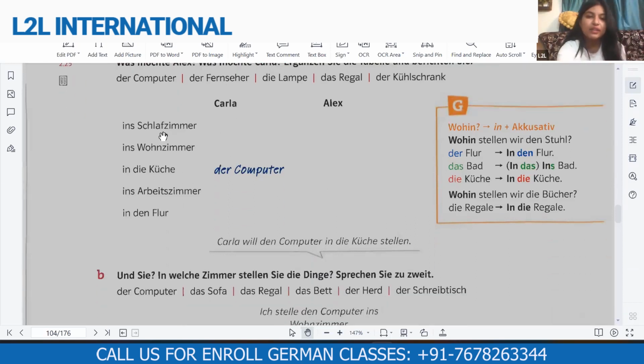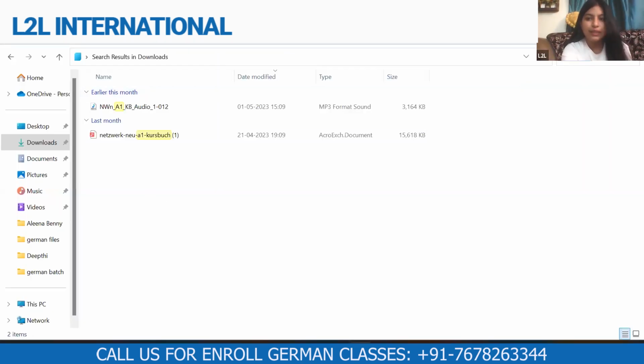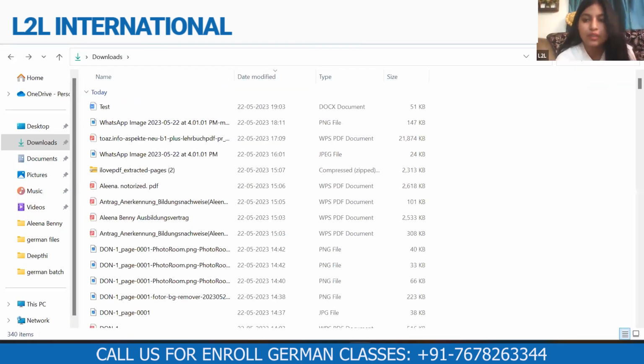So the places are given here: Schlafzimmer, Wohnzimmer, Küche, Arbeitszimmer, Flur. Now, if Klara wants to place the computer, it's written she wants to keep it in the Küche. So similarly, you listen to the conversation, and you have to let me know where Klara wants to place the things and where Alex wants to place the things. Am I clear with the question? Yes. Okay, so let's see. Exercise 2.25, that's the number of the exercise. Let me find it out.